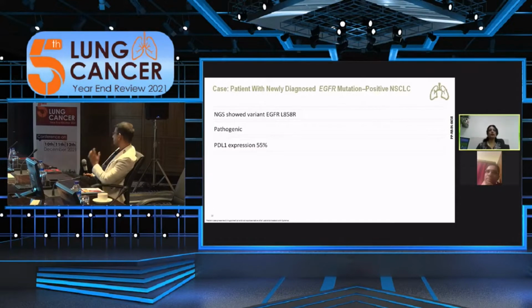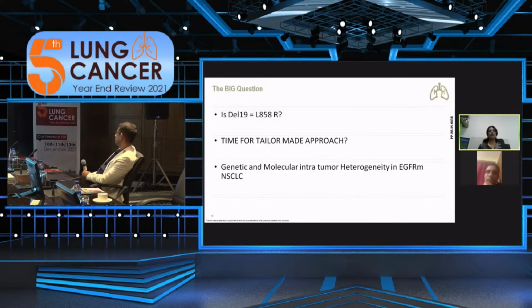So NGS here shows variant EGFR L858R mutation, which is pathogenic, obviously, and a PD-L1 expression that is high. The point we are trying to make is, when you have a driver mutation and you have high PD-L1, what do you choose? And are all EGFR mutations similar, or do we think of them as different?